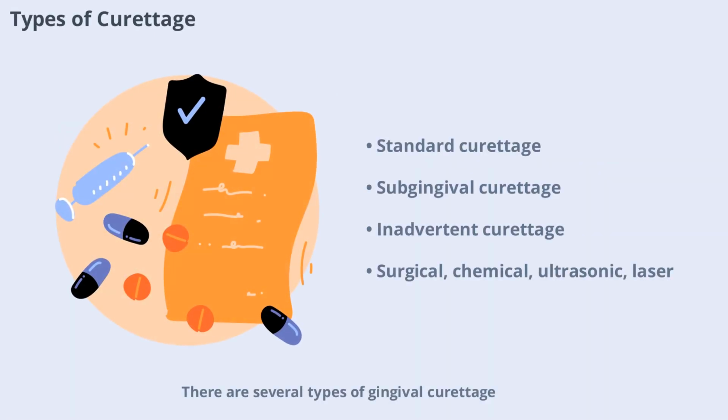There are several types of gingival curettage, each tailored to specific clinical needs. The standard gingival curettage focuses on removing inflamed soft tissue lateral to the pocket wall. Subgingival curettage is performed apical to the epithelial attachment, targeting deeper tissues. Inadvertent curettage may occur unintentionally during routine scaling and root planing. Additionally, surgical, chemical, ultrasonic, and laser methods offer alternative approaches, each with unique advantages and indications.